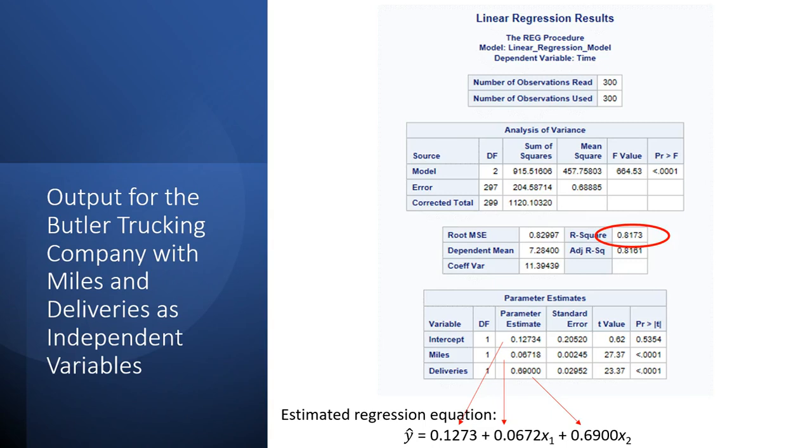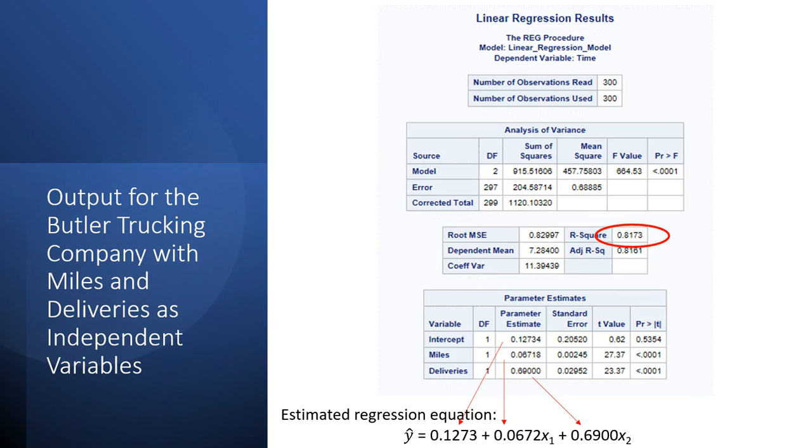And so we also see now our r squared has gone up to 0.8173. So now that means that we have about 82% of our variance is explained by the combination of miles and deliveries. And if you look at the adjusted r squared, it is still about 82%. So really either one of these values would be sufficient for that discussion.